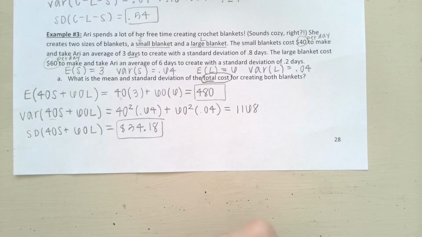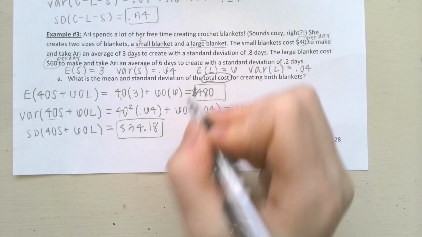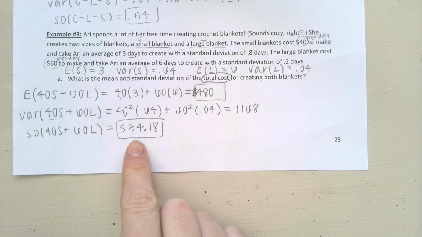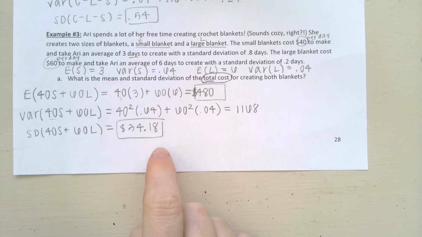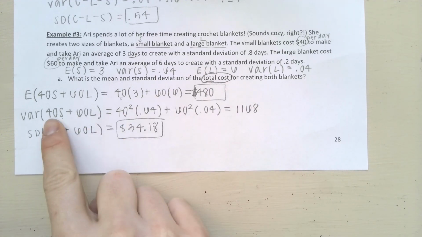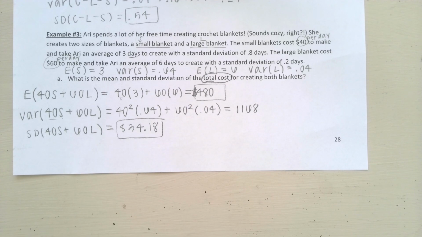So we expect Ari, if she's creating both blankets, it's going to cost her $480, and that standard deviation will be 34.18. Be careful, there are quite a few problems that you'll see where they give you a random variable that's in days or hours or weeks, something like that, but then they ask you for the cost. So make sure you always multiply the cost with that random variable.